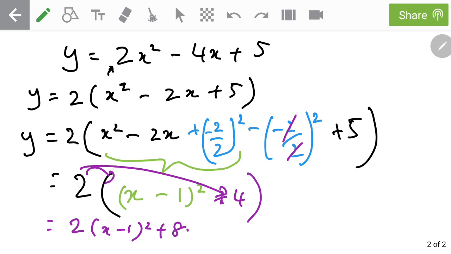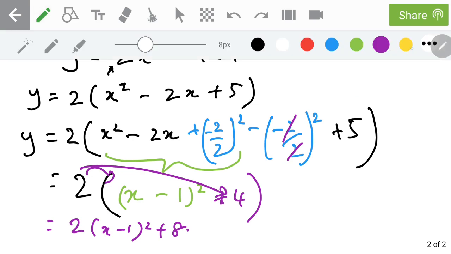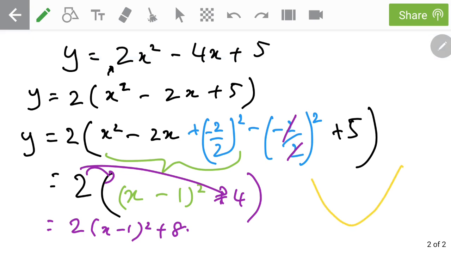So if you are going to sketch a graph, let's try yellow. All right, nice color. So the minimum point is going to be x is 1, and your y coordinate is going to be 8. This is the completing the squares method.